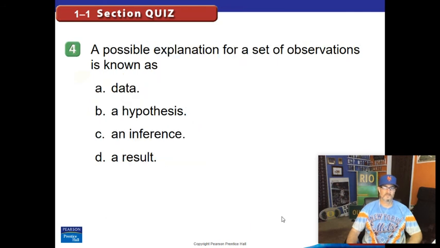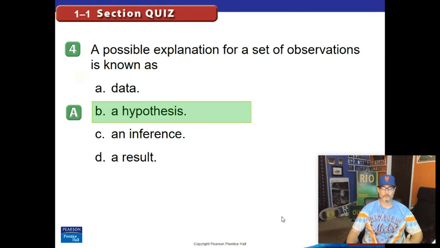Next one. A possible explanation for a set of observations. What is that the definition of? Possible explanation for a set of observations: data, hypothesis, inference, or result. A statement about a set of observations is referred to as a hypothesis.